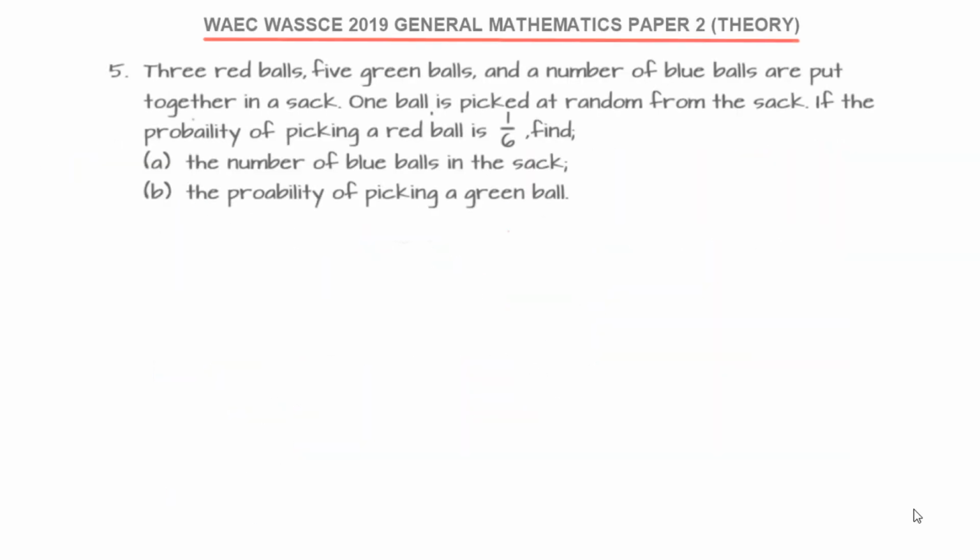Three red balls, 5 green balls, and a number of blue balls are put together in a sack. One ball is picked at random from the sack. If the probability of picking a red ball is 1/6, we are asked to find the number of blue balls in the sack and the probability of picking a green ball.